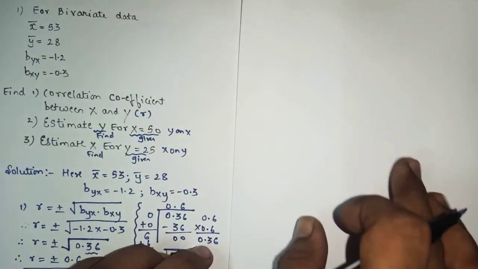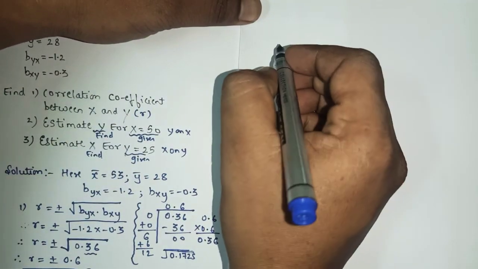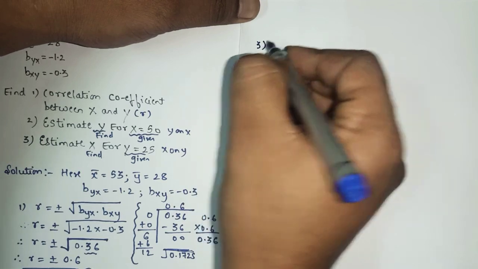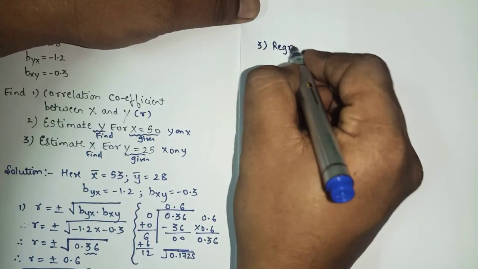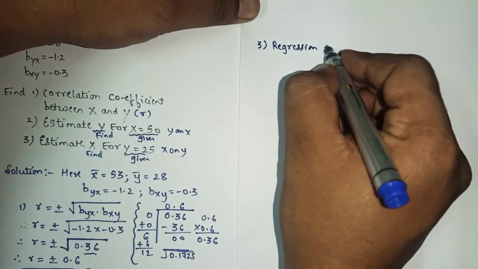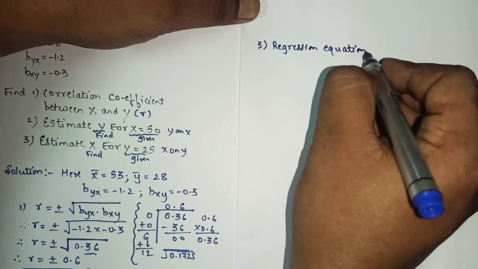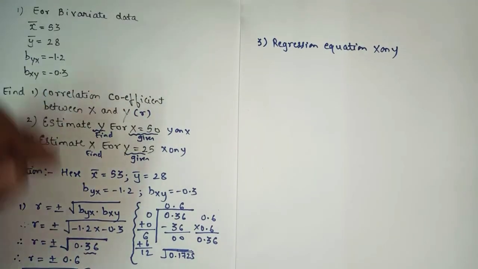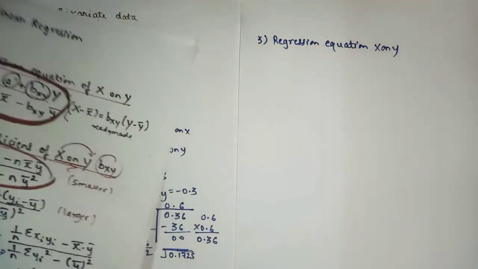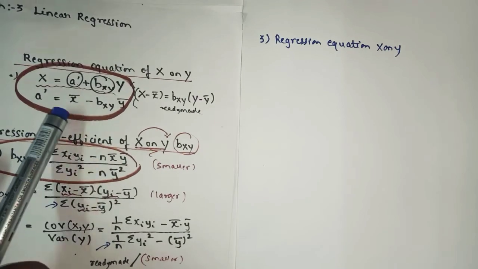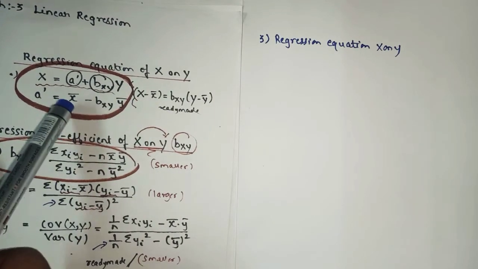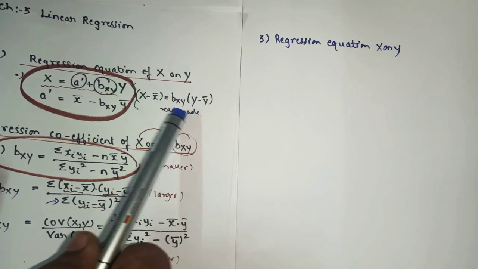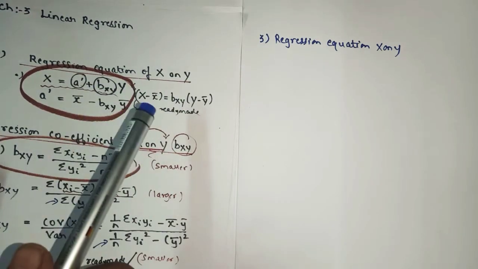So for the next one we have to estimate x for y. So that means actually we have to find a regression equation x on y. Yes or no? X on y. So for x on y, also here we have two formulas. As I told, you can apply the first one, this part, or the second one also. Okay, in both cases you will get the same answer.